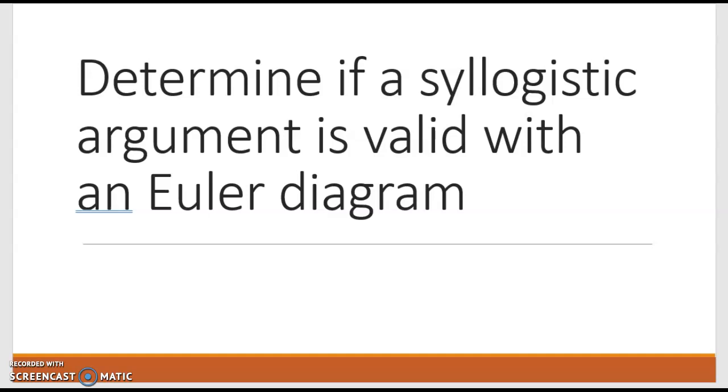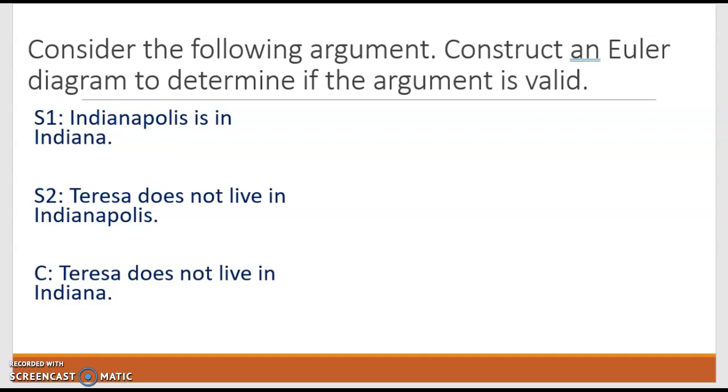So we are now going to determine if a syllogistic argument is valid with the Euler diagram. Now, a Euler diagram is really just a visual representation to show connections between statements. So we're going to take our syllogistic argument, which is just a general statement, a specific statement, and a conclusion. And what we're going to do is construct a diagram to show this.